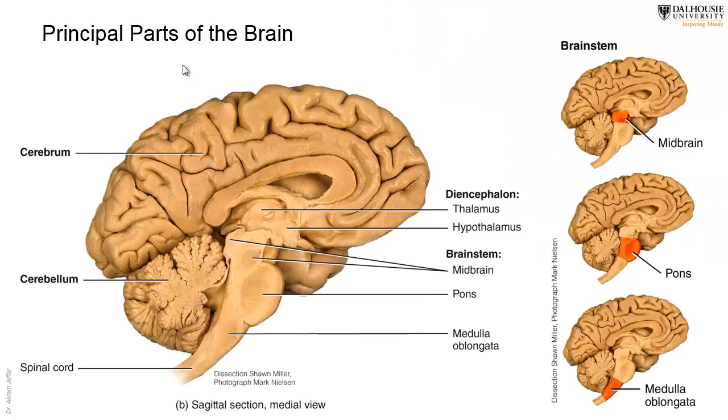cerebrum. Again, you can see them here in this actual dissection of the brain. This is the cerebrum, and that's the region of the diencephalon with the thalamus and the hypothalamus, then midbrain, pons, medulla oblongata, and it continues as the spinal cord. And here the cerebellum is connected to the back of the brainstem. These are the parts of the brainstem: midbrain, pons, and medulla oblongata.